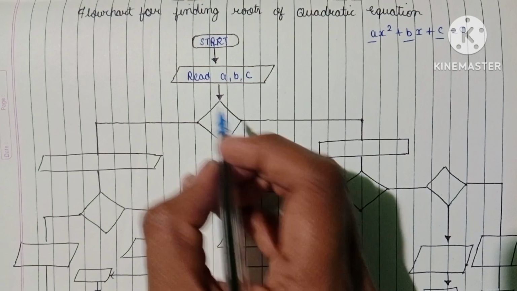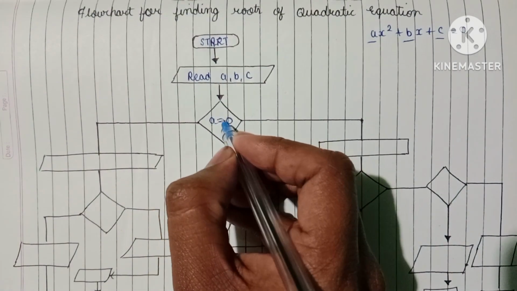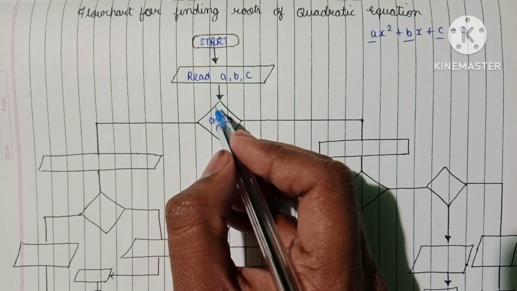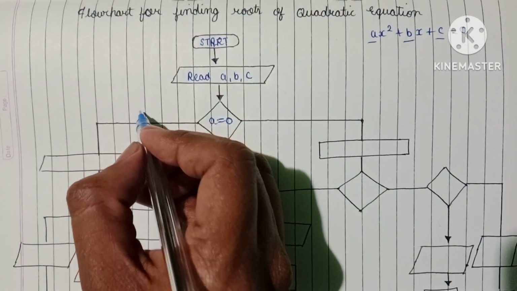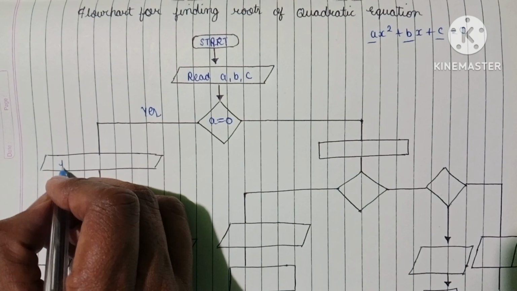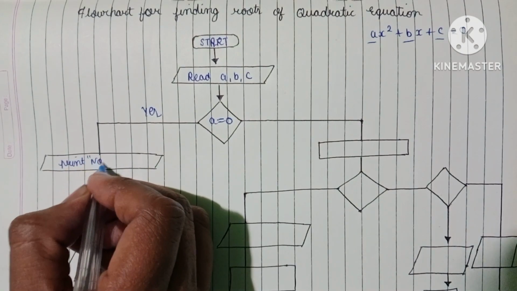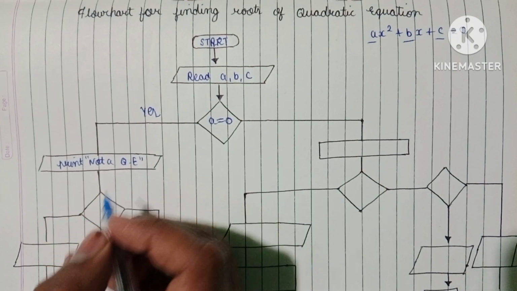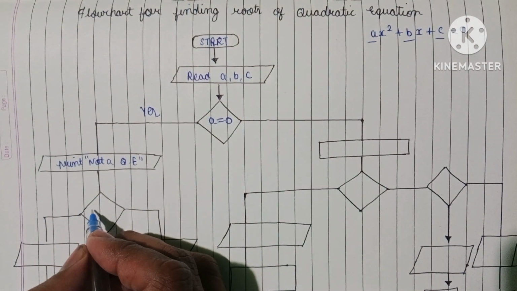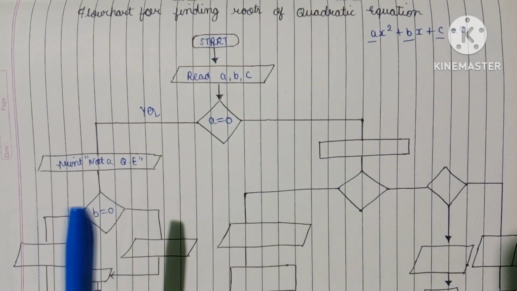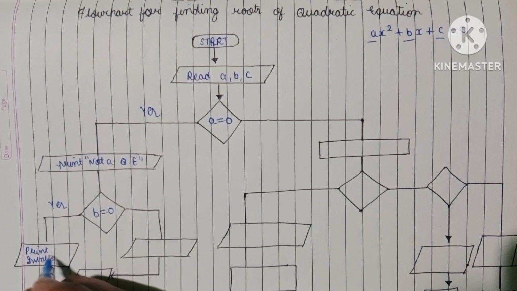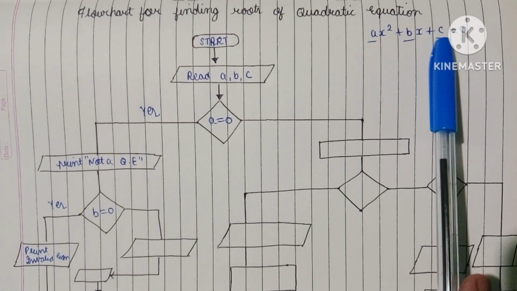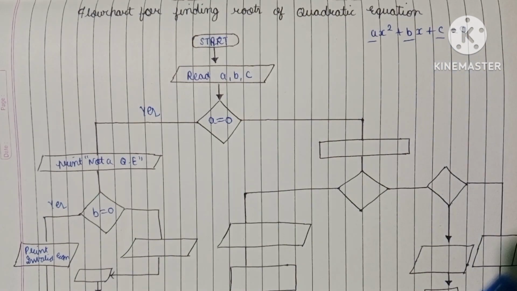Then we check if a equal to 0 in the flowchart. For conditional checking, the diamond box is used, and if a equal to 0 is yes, then we print it is not a quadratic equation. Then we check b equal to 0, meaning the coefficient of x equal to 0. If it is yes, then we can print this as an invalid equation, because then the constant value equal to 0, which does not mean any equation form.